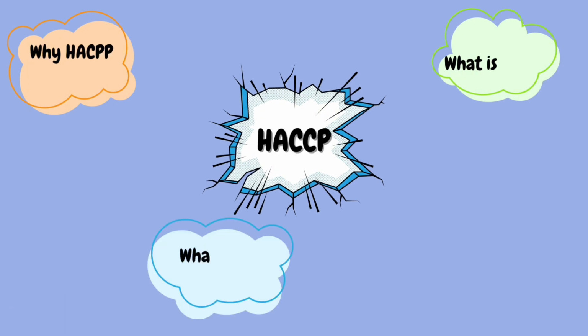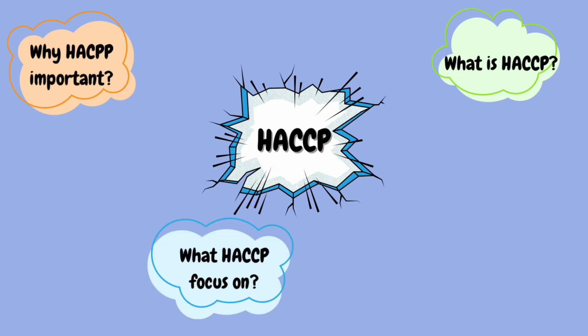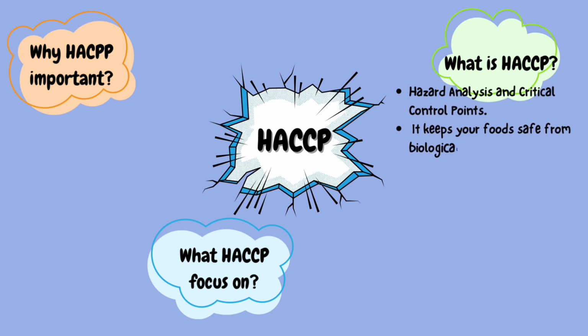Hi guys, so today we want to talk about HACCP. First and foremost, what is HACCP? HACCP stands for Hazard Analysis and Critical Control Points. The purpose of HACCP is to keep the food safe from biological, chemical and physical hazards.